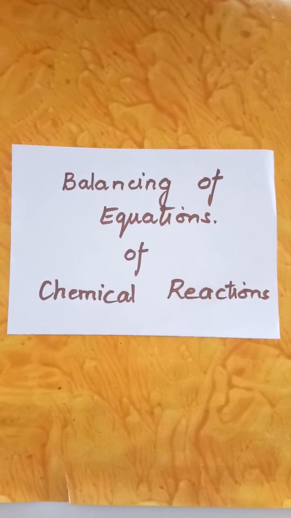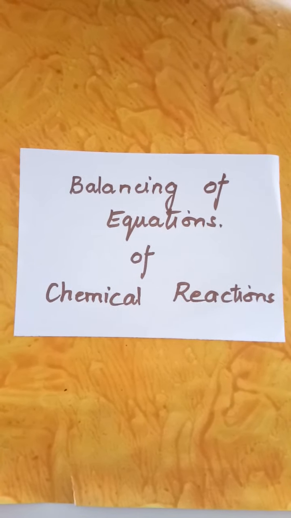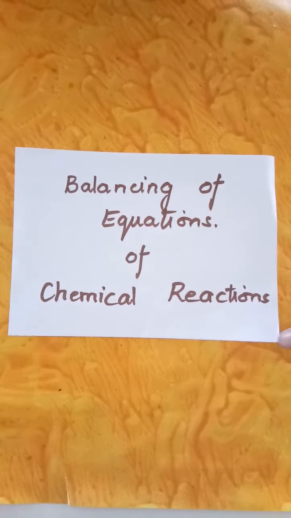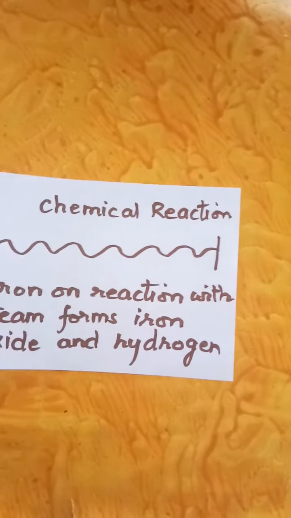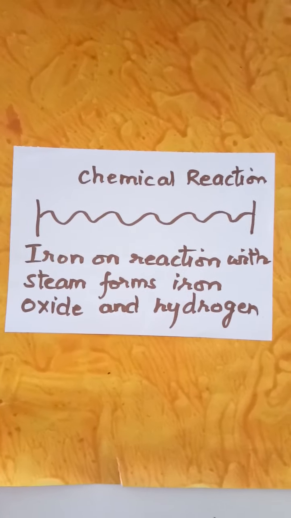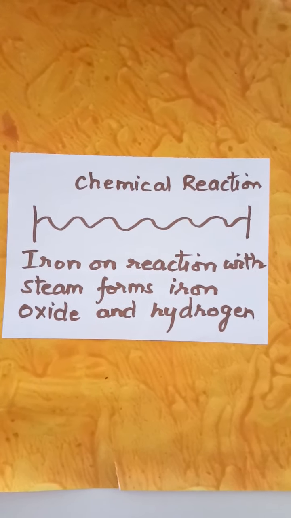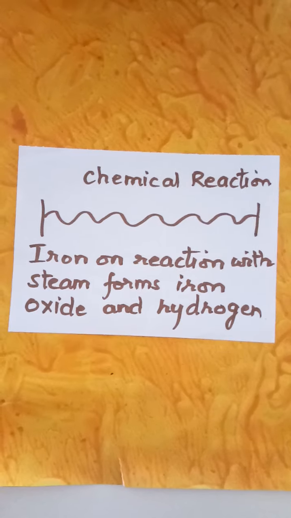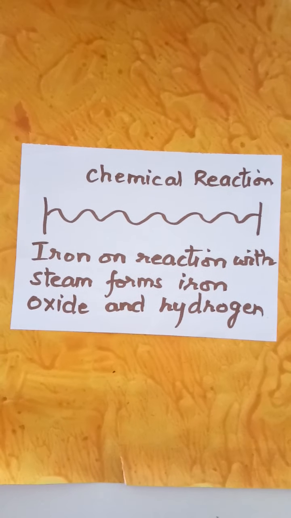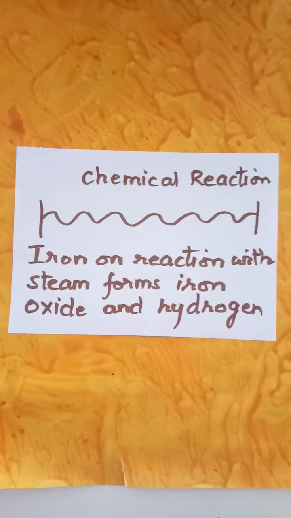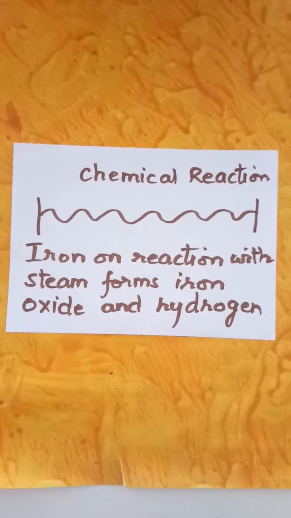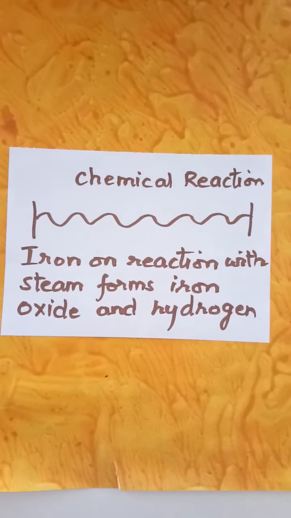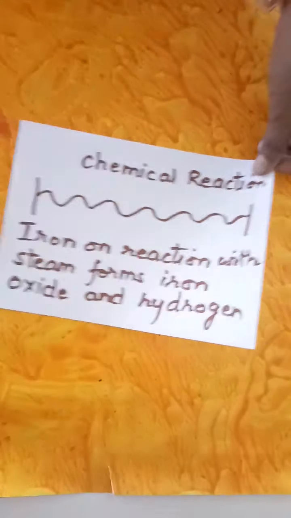The concept that we have picked today is balancing of equations of chemical reaction. Supposing I want to write down a chemical reaction between iron and steam to form iron oxide and hydrogen, I have to write a complete statement saying iron on reaction with steam forms iron oxide and hydrogen. This is quite a long process.